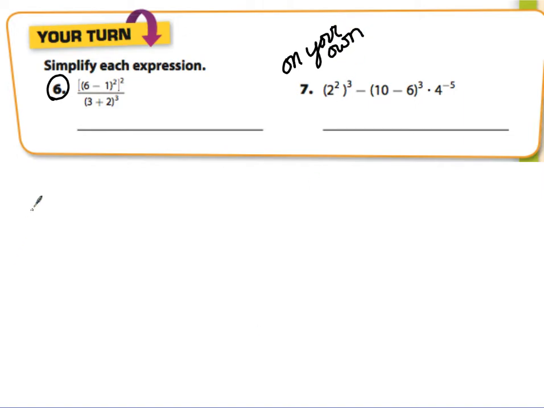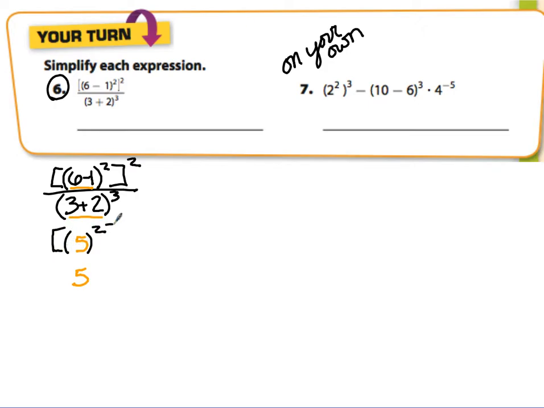All right, so first I have 6 minus 1 squared to the 2nd power over 3 plus 2 to the 3rd power. All right, so my next step, I'm going to do my different steps in colors. My first step will be to do the parentheses. So I will get 5 and 5 because I'm doing 3 plus 2 and 6 minus 1 because those are in parentheses. And then I end up with this being to the 2nd power and all of that being squared as well.